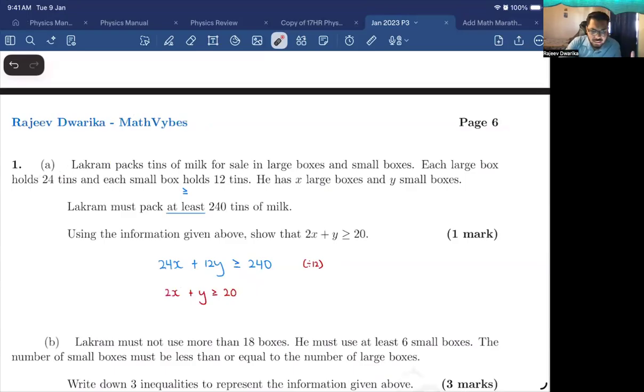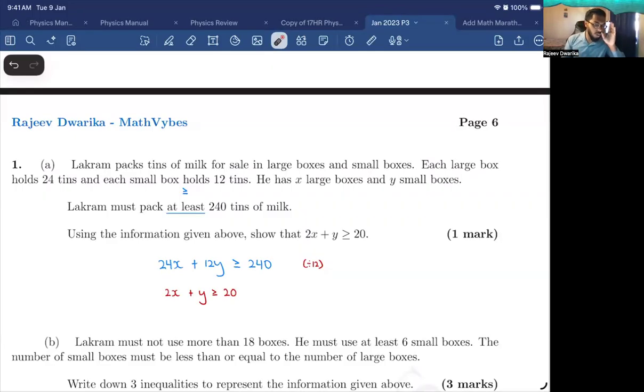How many tins of milk does he need to pack? Like, at least? 240 tins of milk. Correct, 240. Now, if we are talking about at least, what inequality sign are we dealing with? The more than sign with the dash underneath. Great. Now, do you understand that this person has large boxes and small boxes, and all together they would combine to give you a certain amount of tins of milk? Let me know if you understand that part.